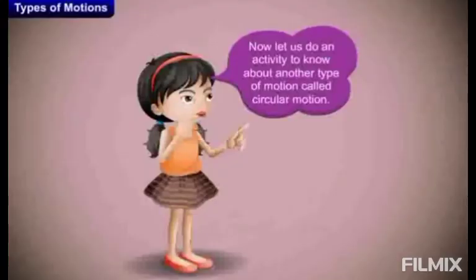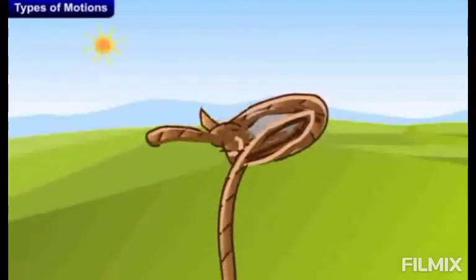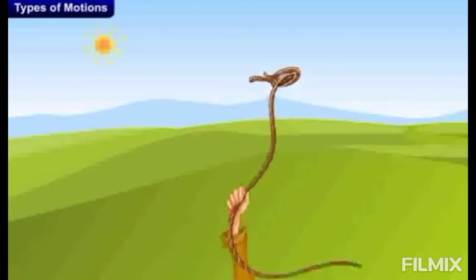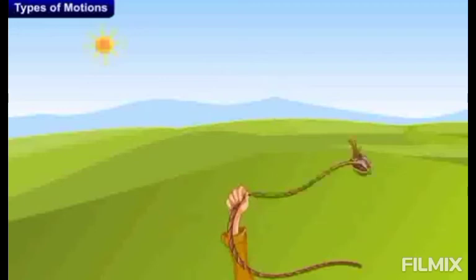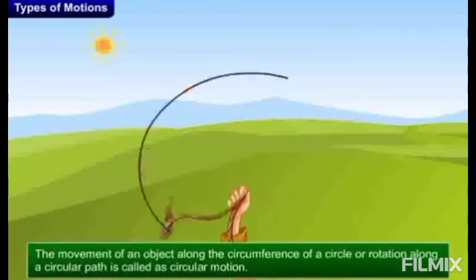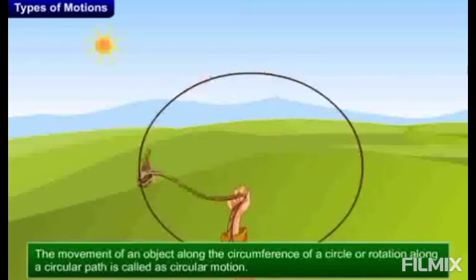Now let us learn about circular motion. Circle means a round shape. So let us see what circular motion is by observing an activity. Tie a stone at the end of a rope and rotate it. You have done this in your playing time. When rotating, you can see the object is moving in a circle, in the shape of a circle. So this type of motion is known as circular motion.